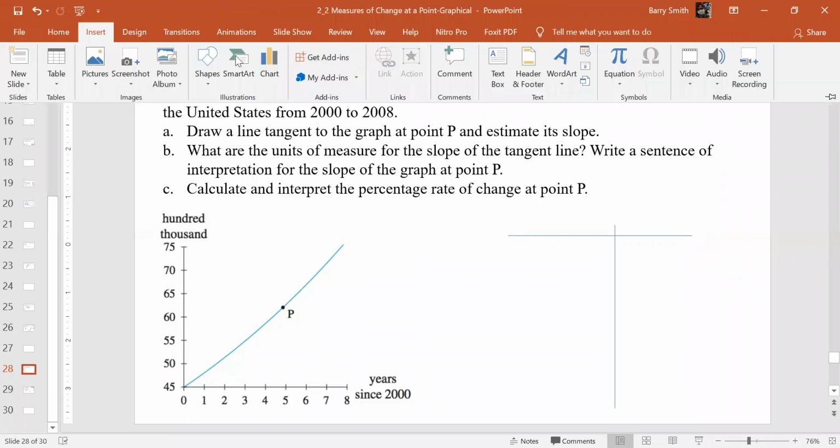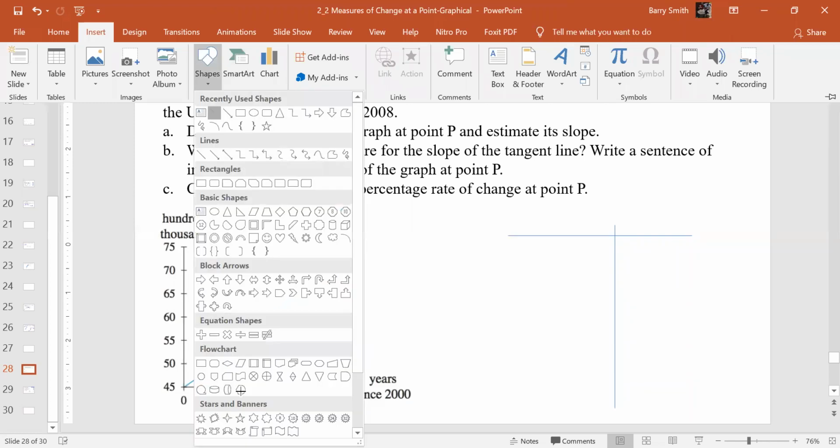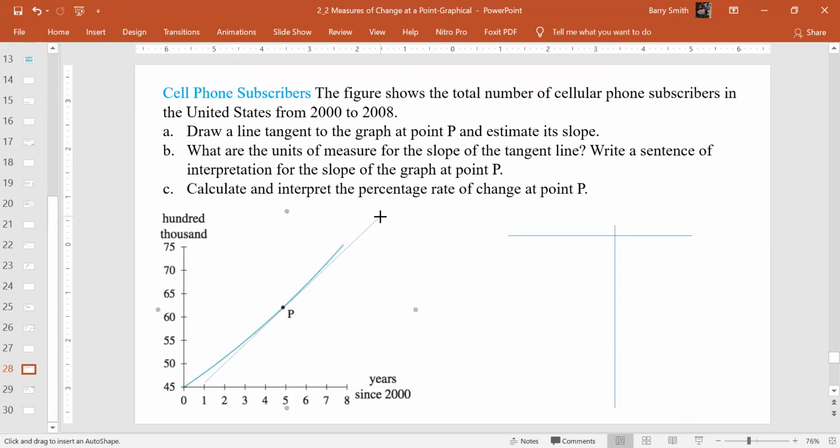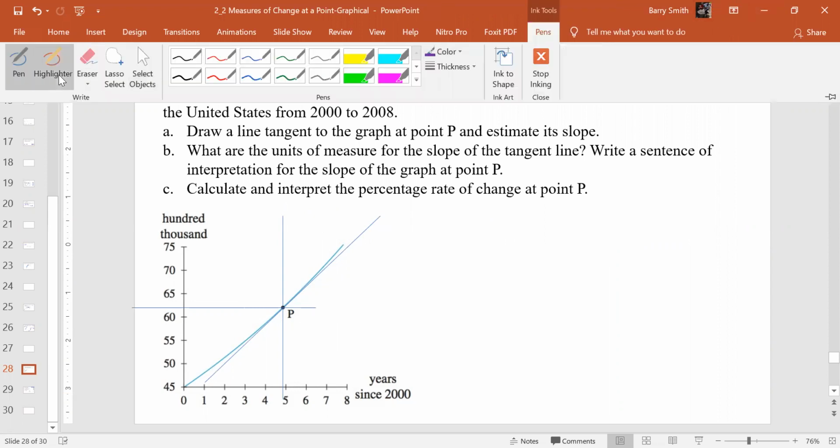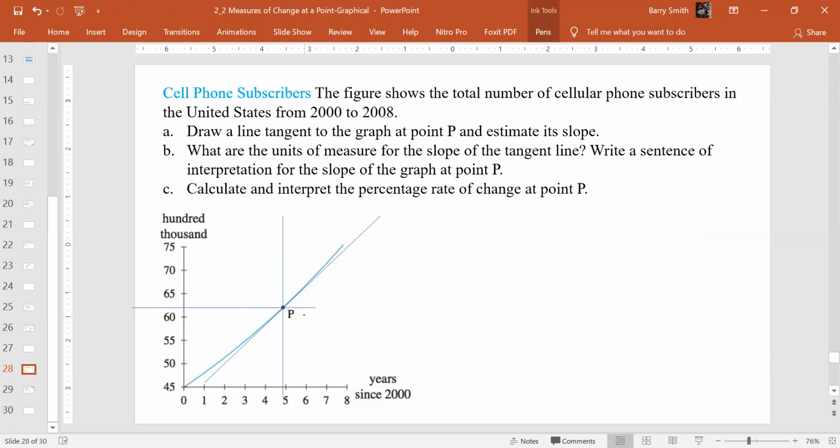So let's first draw a slope or a tangent line here to find that slope. And I'm going to call that good. And so we'll need to find what at point P is. So what is that? Maybe, how about we write that as 4.8 comma 62, and maybe 62.